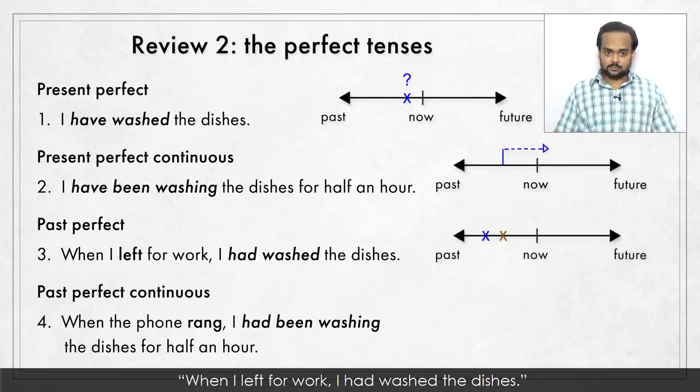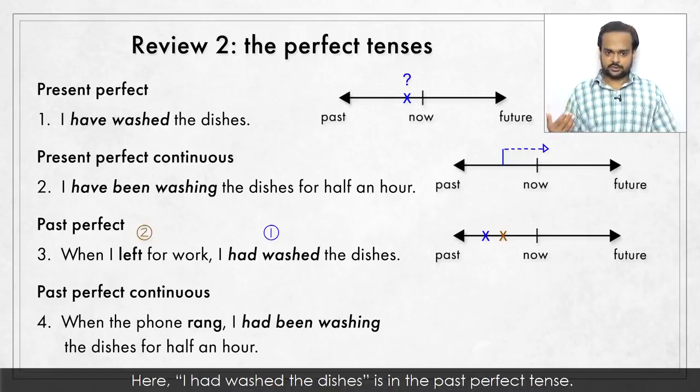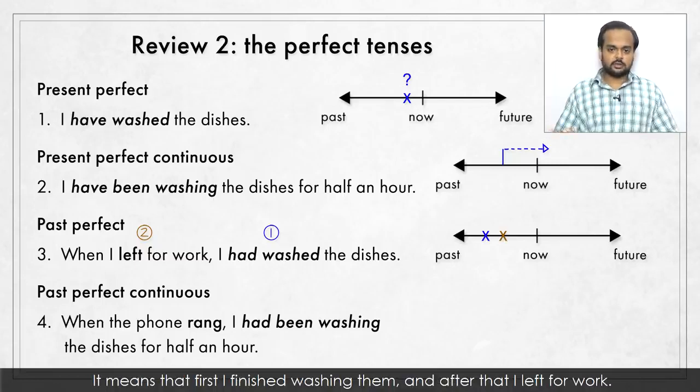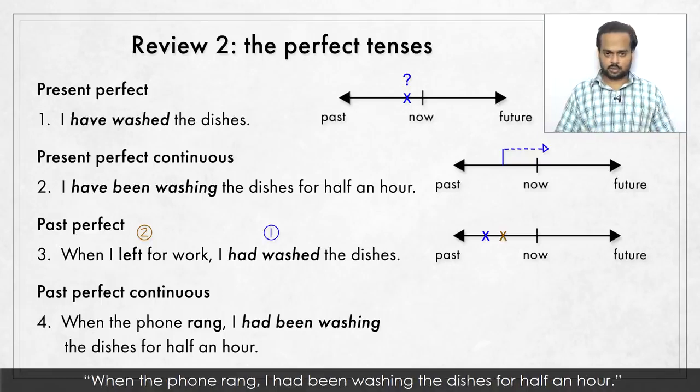When I left for work, I had washed the dishes. Here, I had washed the dishes is in the past perfect tense. It means that first I finished washing them and after that I left for work.